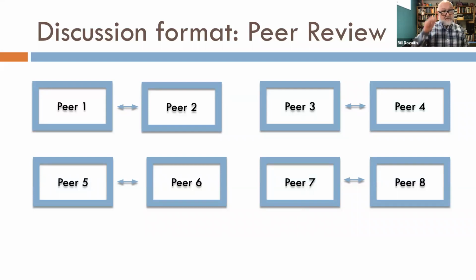One thing I'll mention about peer review that I've found over the years is, just like the discussion prompts, you have to be extremely specific about what it is that you want students to look at.